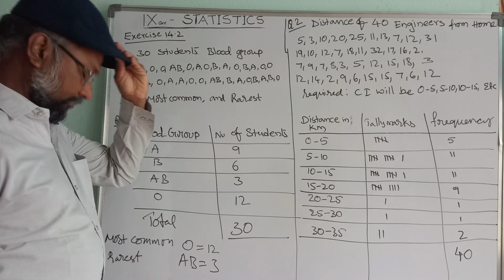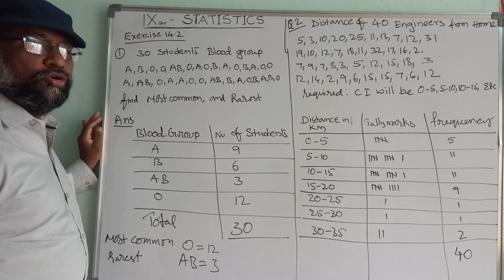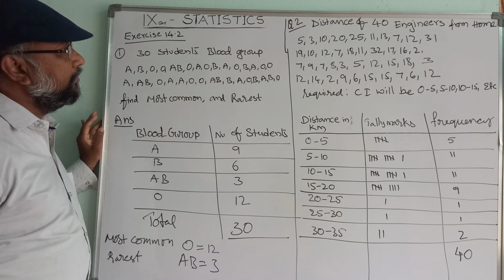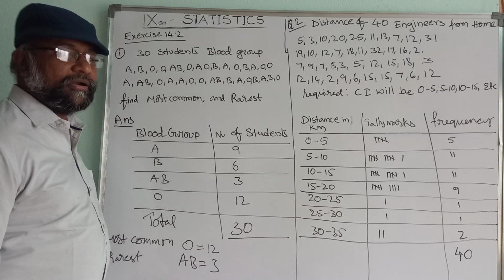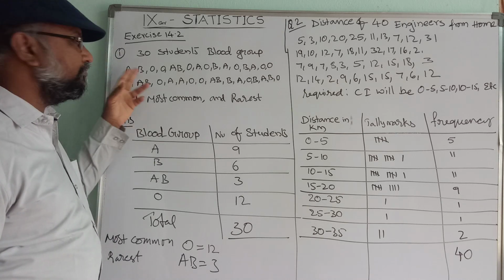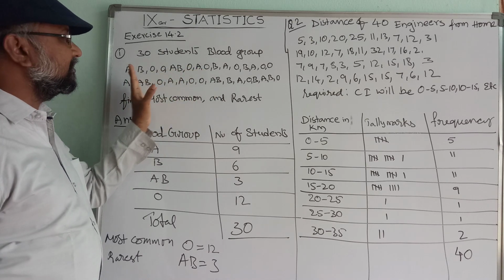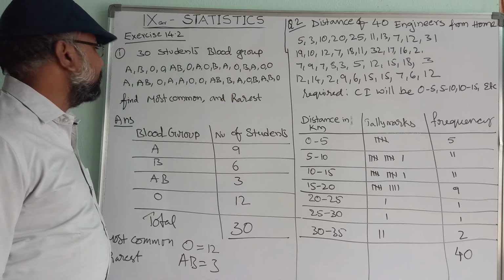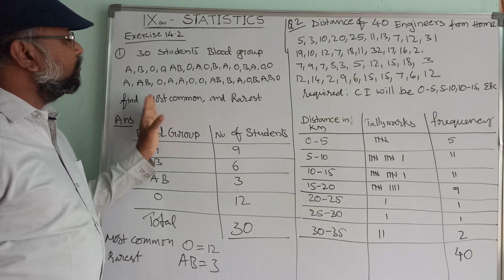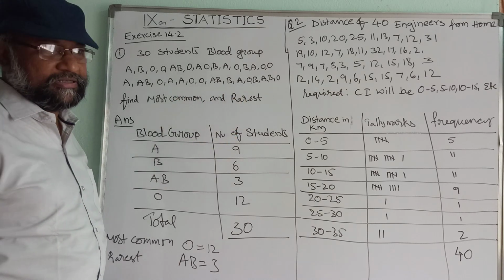Number one. Here it is first given as ungrouped data. The blood groups of 30 students are like this. Blood groups are generally denoted with the alphabets A, B, O, AB, like some types are there. So the question is, what is the most common blood group and what is the rarest?